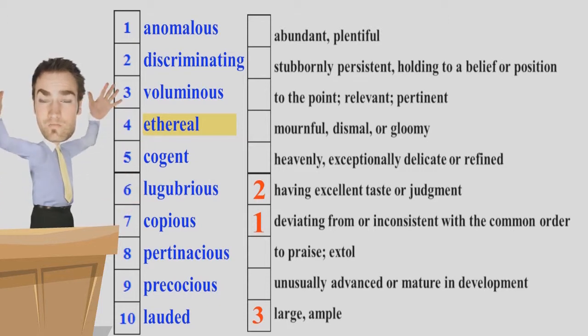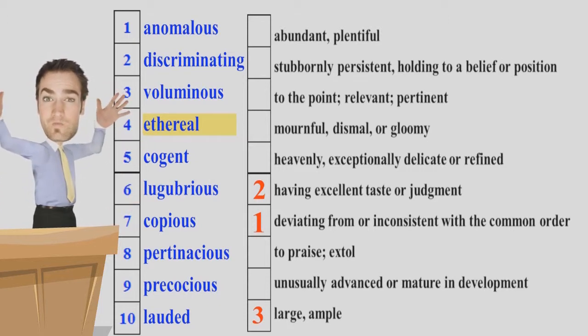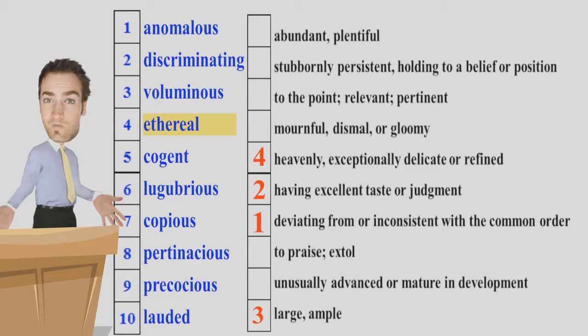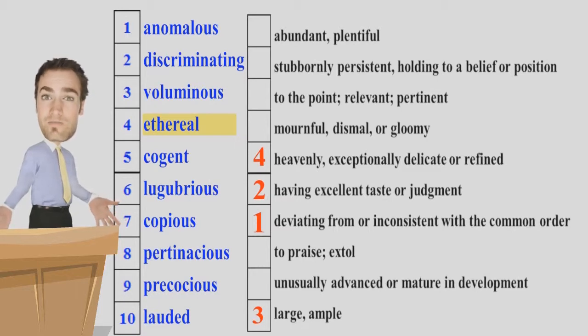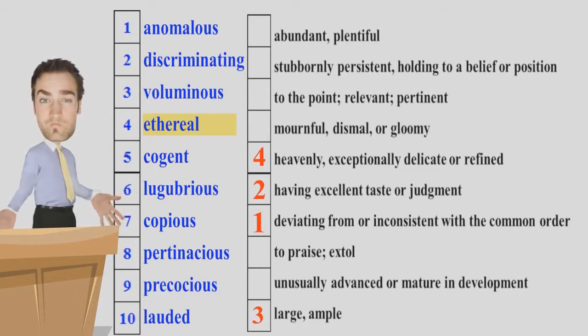Very closely related, they come from the same origin. Therefore, the fourth word on our list, ethereal, should be paired up with the fifth one down, heavenly, exceptionally delicate or refined. It can mean either thing. Keep that in mind. It has two very distinct definitions with a common origin.